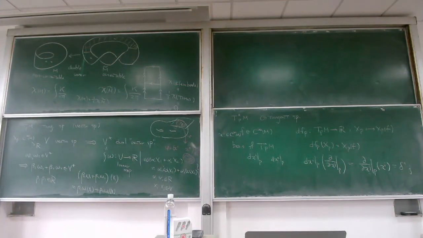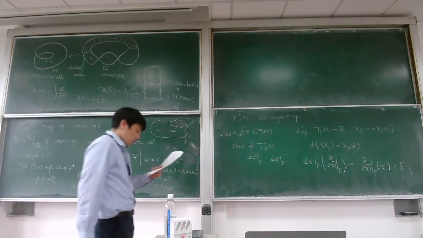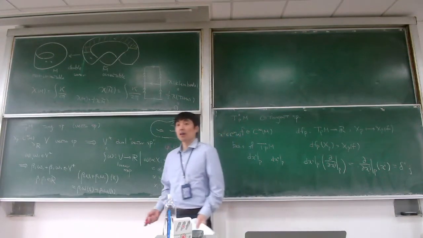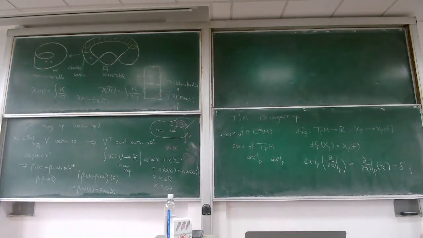Any question so far? Okay. So this is how you define the cotangent vector. It's a very simple construction. When you learn derivatives, you need to learn integrals too. It's a very natural object we are going to consider.